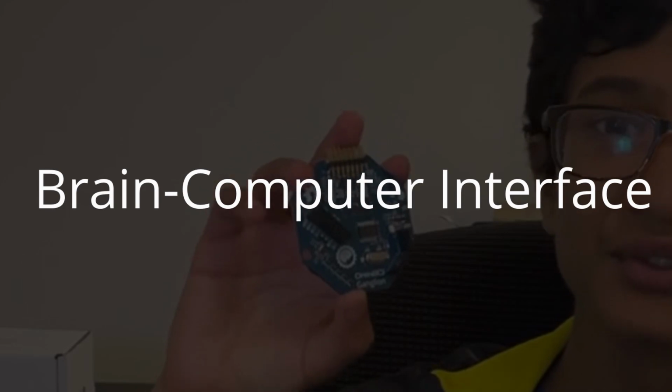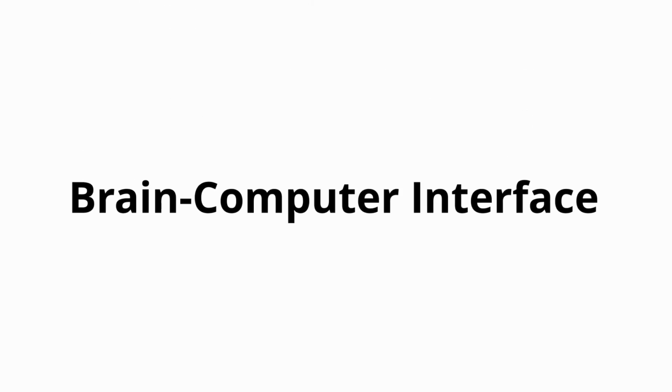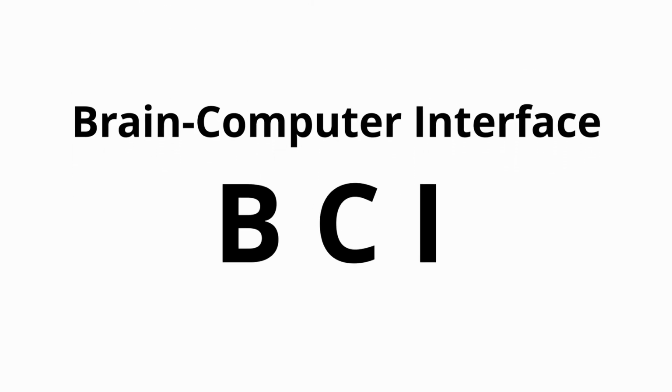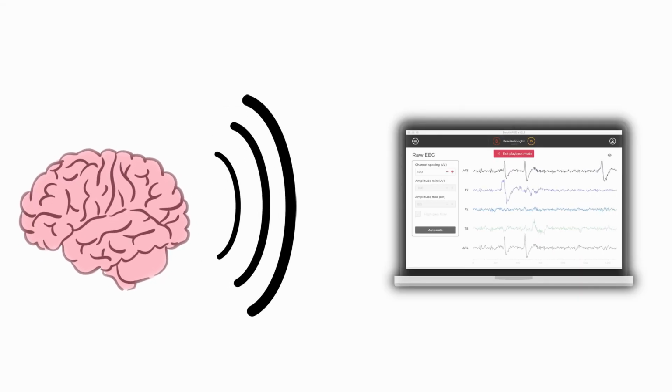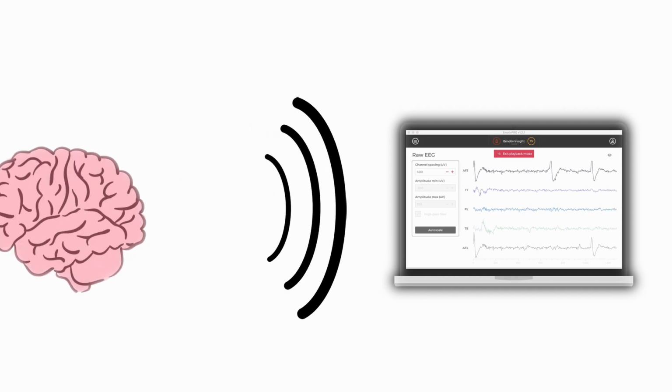Now I'm sure you're wondering, how on earth are we going to do that? Well, we're going to be doing that by using this. This is a brain-computer interface. A brain-computer interface, or BCI, is a system that interprets brain signals from a person and sends that over to a computer or a machine. The computer or machine will then perform a specific command depending on the types of signals received.